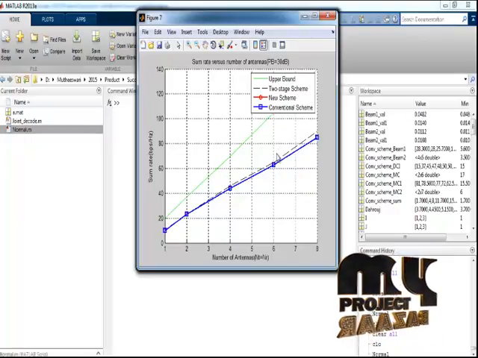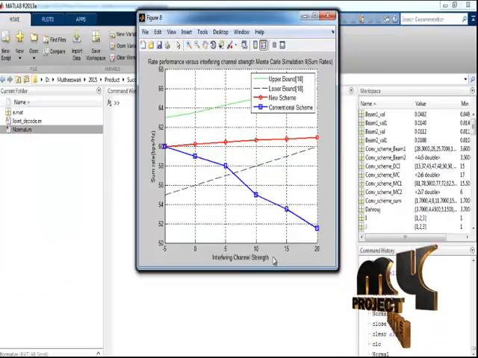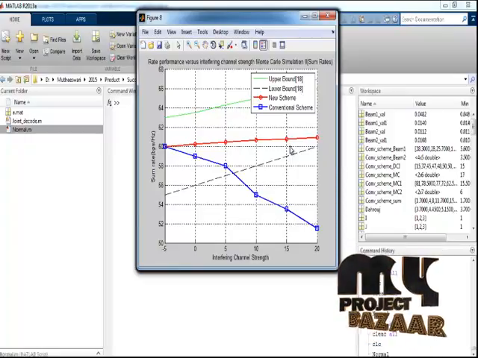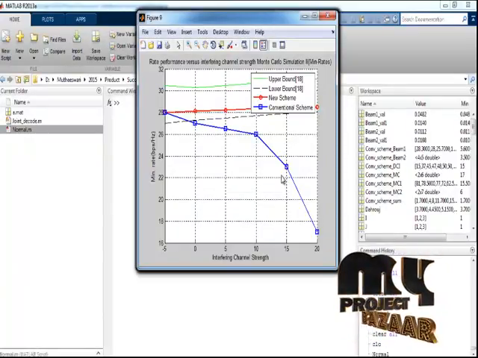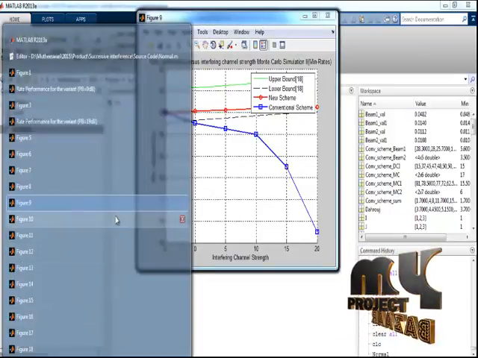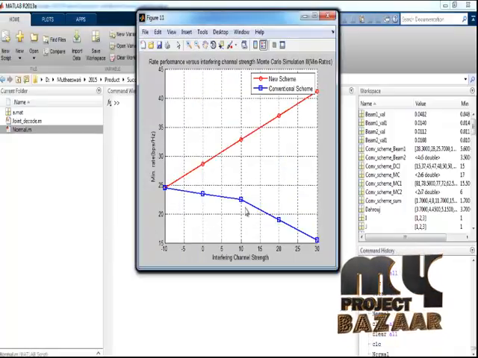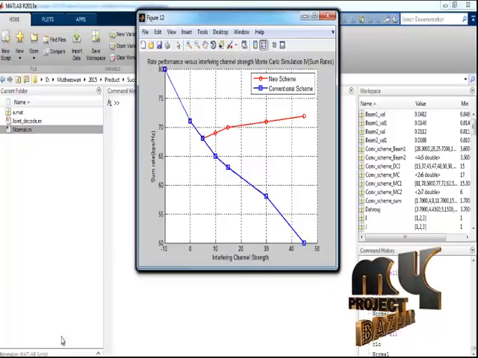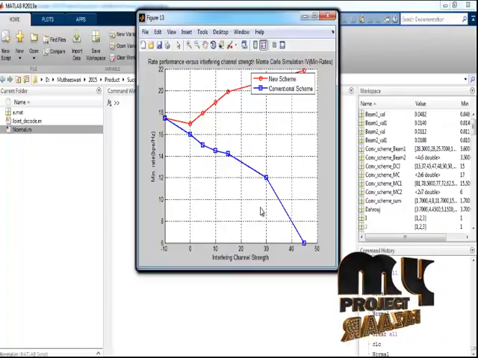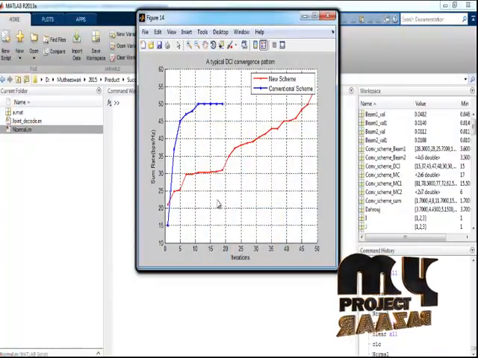We got the output for sum rate of the new scheme and also the conventional scheme, and this is the rate performance versus interfering channel strength for Monte Carlo simulation 2 for sum rate performance, and this is the rate performance versus interfering channel strength, Monte Carlo simulation 2 for minimal rates, and this is the graph for rate performance versus interfering channel strength, Monte Carlo simulation 3 for sum rates, and this is the Monte Carlo simulation 3 for minimal rates graph, and this is the Monte Carlo simulation 4 for sum rates of interfering channel strength versus rate performance, and this is the rate performance versus interfering channel strength, Monte Carlo simulation 4 for minimal rates between the new scheme and conventional scheme, and this is a typical DCI convergence pattern.